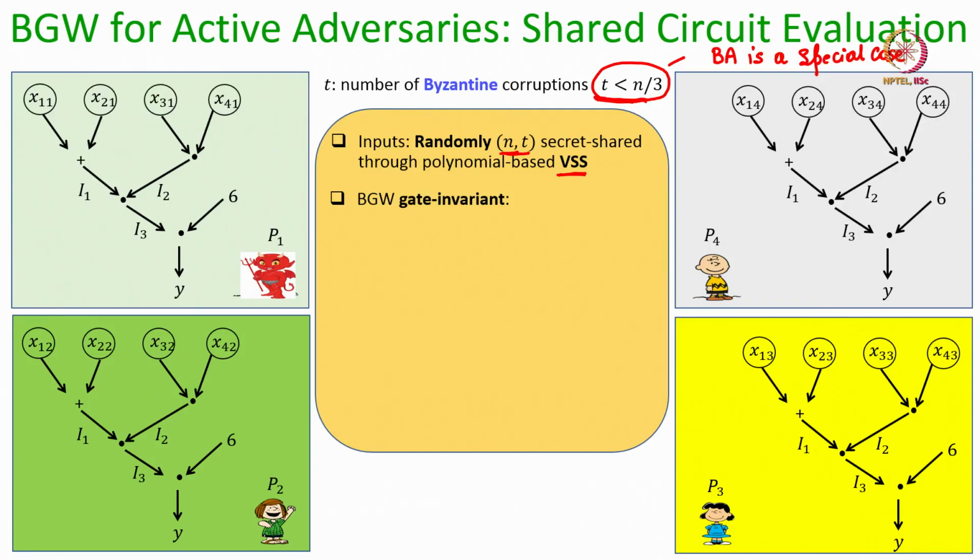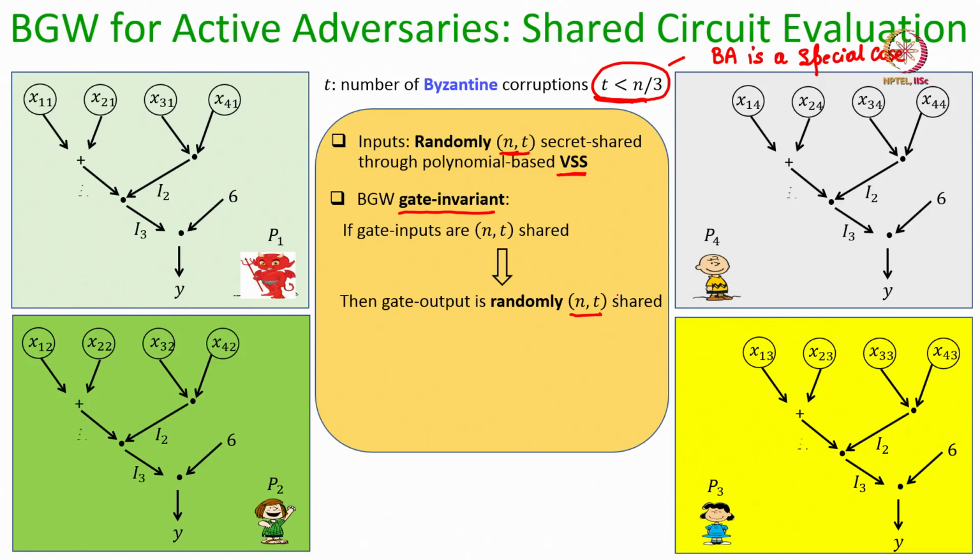Now, once the input stage is over, the parties go to the computation stage, where they start evaluating each gate in the circuit in a topological order by maintaining the BGW gate invariant. The gate invariant is the following: if the inputs of the gate are t-secret shared, then through the steps of the BGW protocol it will be guaranteed that even the gate output is randomly t-secret shared among the parties. Maintaining this invariant may require interaction among the parties, or it may not, depending upon the type of the gate.